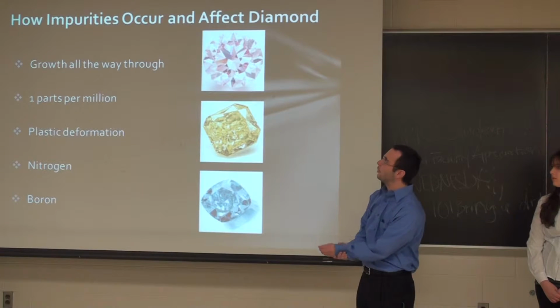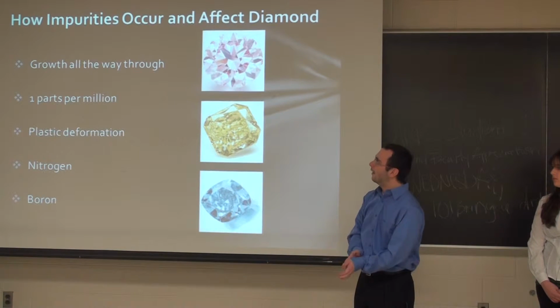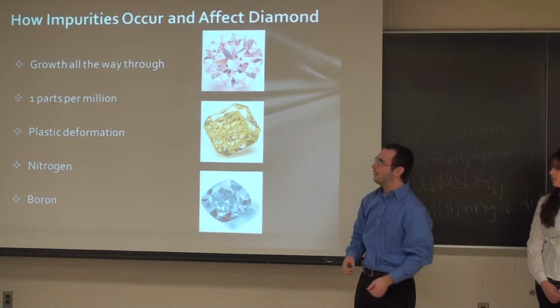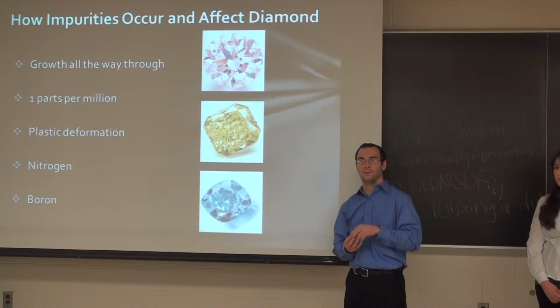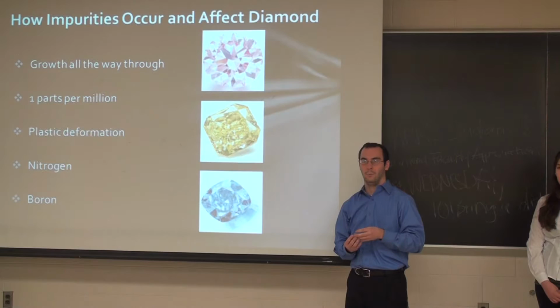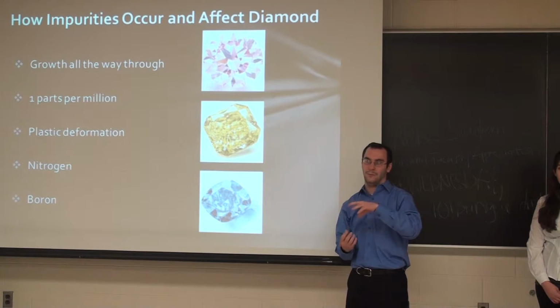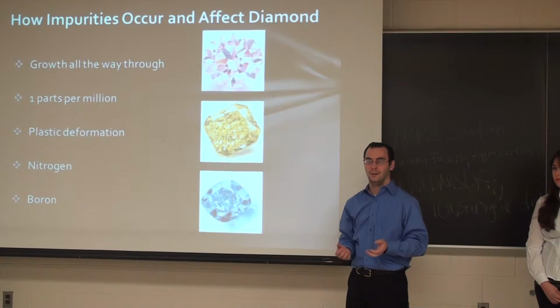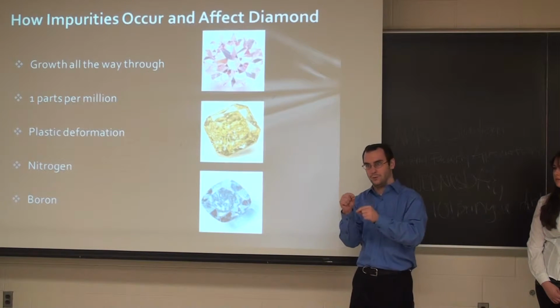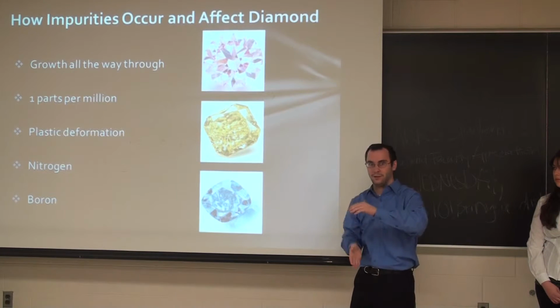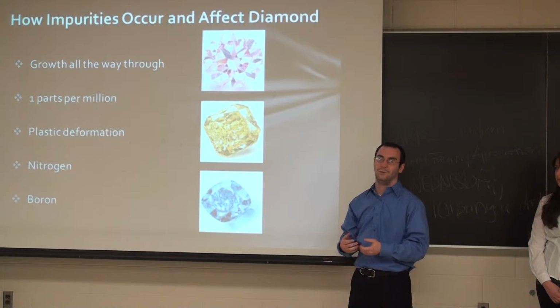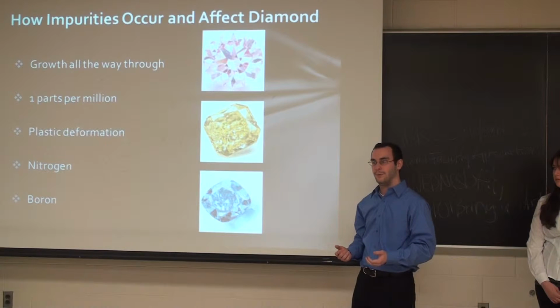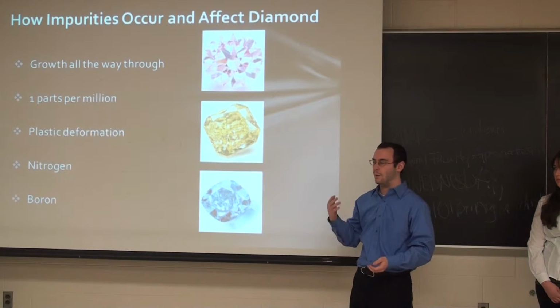So how do impurities occur and affect the diamond? When the crystal structure is grown, once an impurity starts in the crystal structure, as it keeps growing up, that impurity will also grow up with the rest of the diamond. So when you think it would just grow there and then it'll be fine afterwards, you can probably just cut it off, that's not the case. Once an impurity starts in the diamond in the growth process, it will also stay in the diamond all the way through.